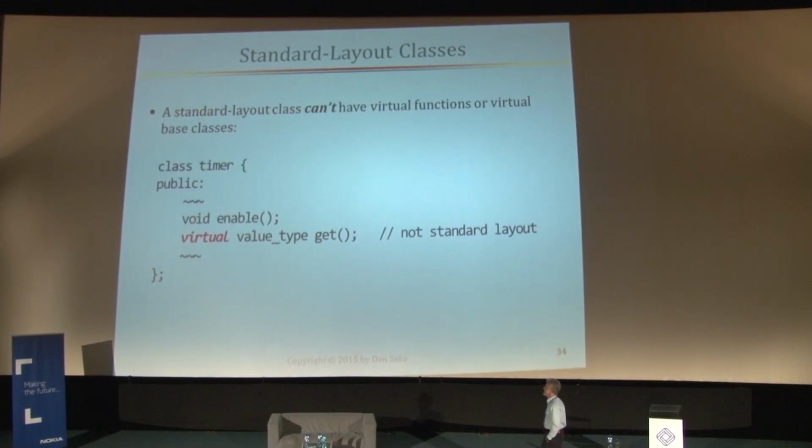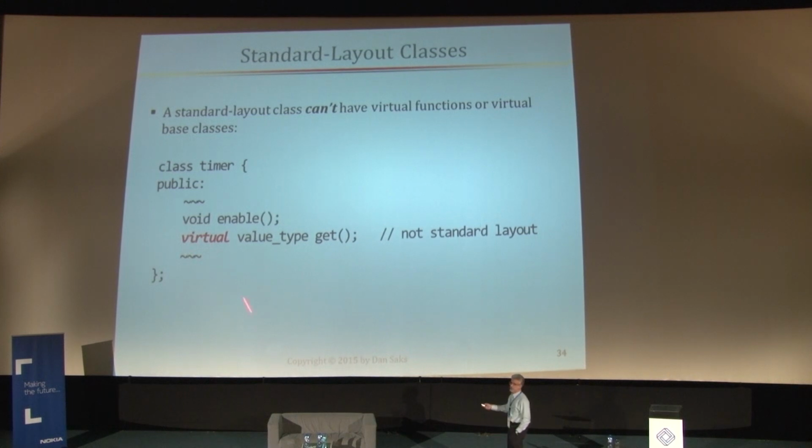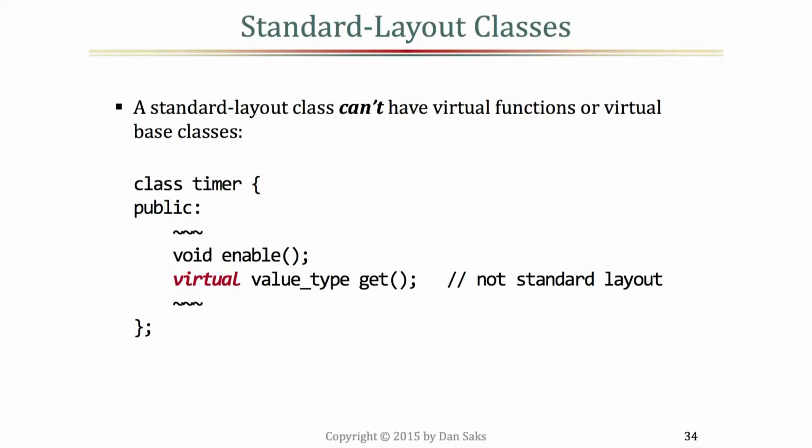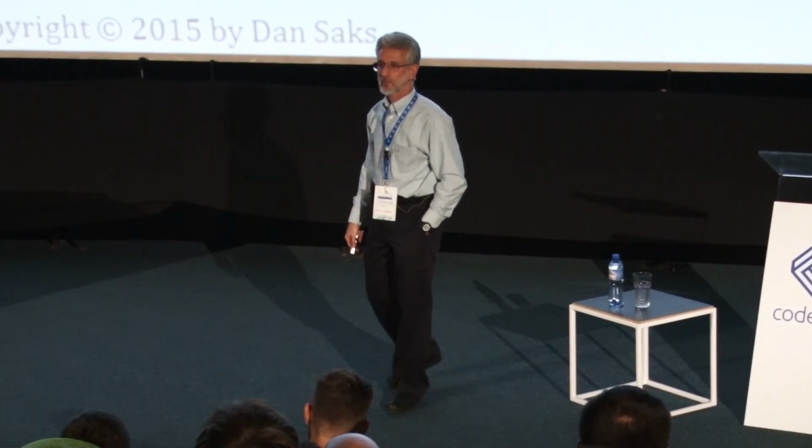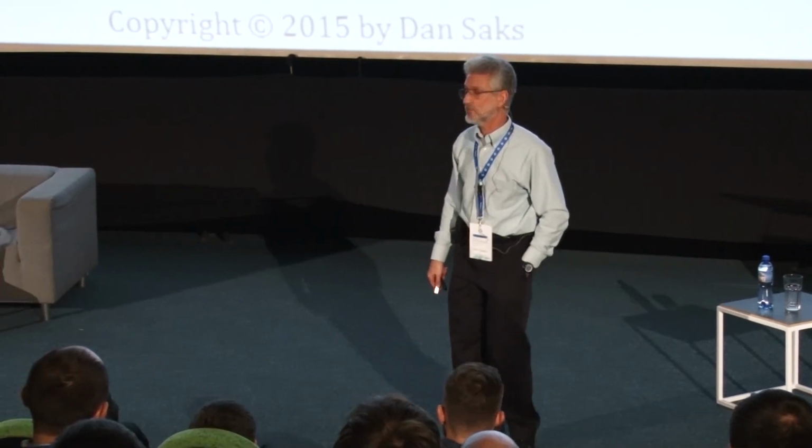But what will disturb it is a virtual function, because the compiler will sneak a v pointer somewhere into the layout of the object. And so putting a virtual function turns this into a polymorphic type. Polymorphic types are not standard layout types.